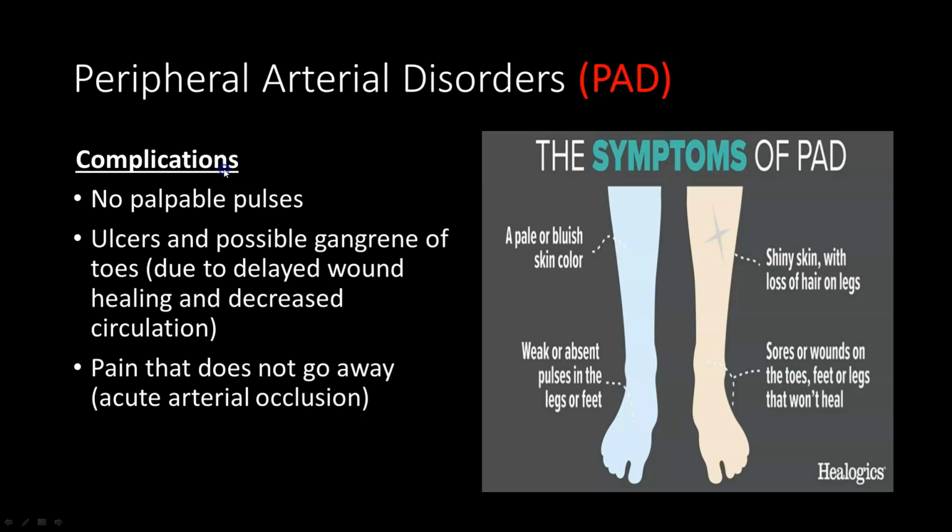So much like our expected findings, our complications are pretty much the same. You know, if we don't have a palpable pulse, we need to do Dopplers, or we need to move up to find that pulse, or we're going to have to send them down for some sort of procedure. We see ulcers that develop. It can possibly lead to gangrene because of that decreased circulation. And we've talked about the fact that if your pain does not go away, then you know you progress beyond just, oh, it's a little occluded, to acute arterial occlusion.